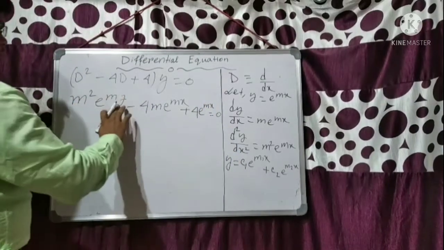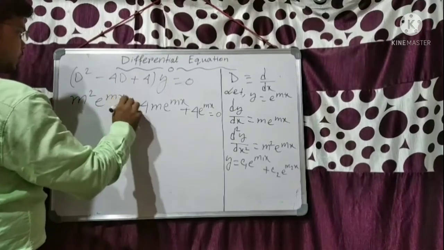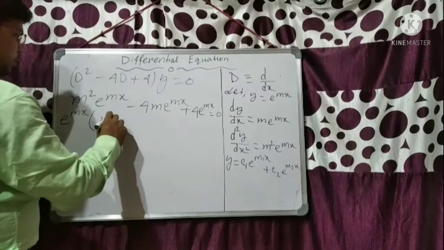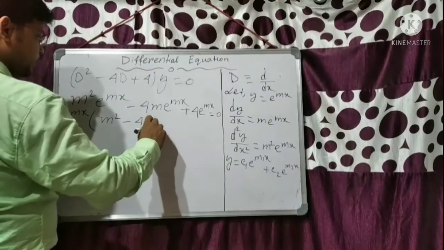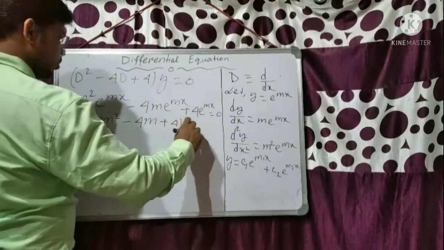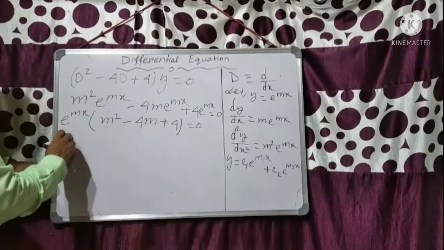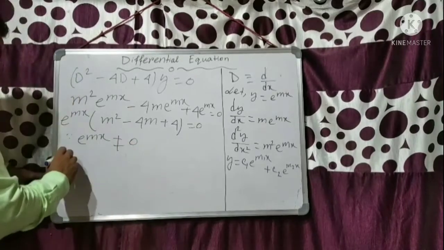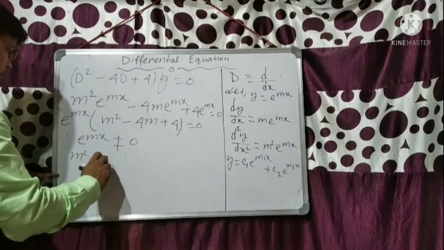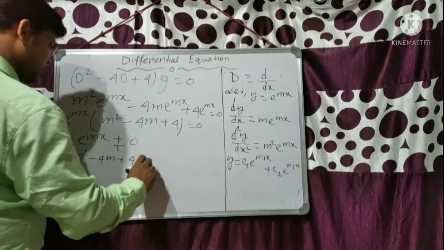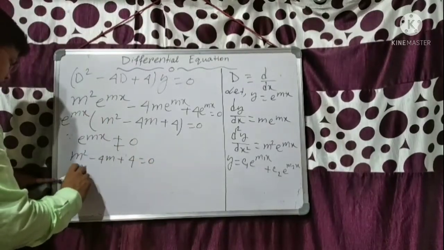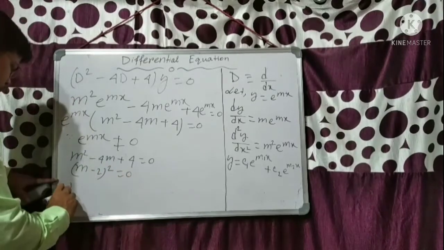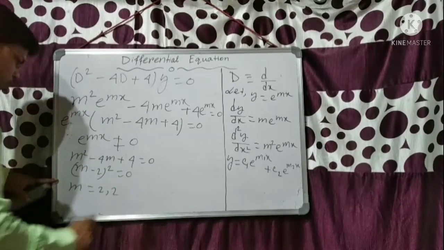If I take common e to the power mx, then what will happen? m square minus 4m plus 4 equal to 0, since e to the power mx is not equal to 0. We can write this as (m minus 2) whole square equal to 0. So from this we will get m equal to 2, 2.